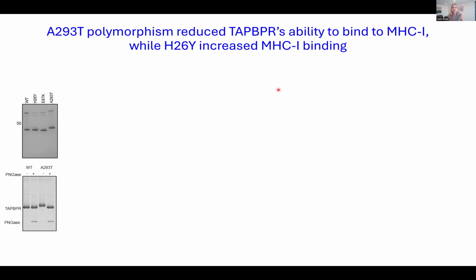Now, first we made recombinant soluble variants of these rarer TAPBPR variants. And what we noticed is that the A293T TAPBPR variant was running at a higher molecular weight, suggesting that it was glycosylated as we'd predicted. And treatment of this protein with an enzyme called PNGase F, which cleaves N-linked glycans, confirmed that this added molecular weight was indeed due to the A293T variant being glycosylated. So we see this reduction in its size upon treatment with the enzyme.